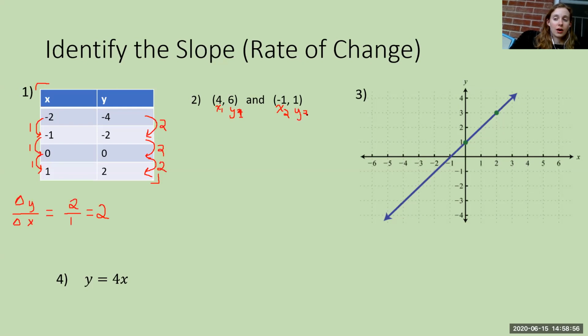Now, if you are unsure how I know that the first one's x and the second one is y, and you're unsure of what a coordinate pair is, that means you need to go back and watch last week's lesson, because we talked about points, coordinate pairs, how to graph points, all that stuff. So make sure you go back and take a look at that if you're not sure what I'm talking about here. Okay.